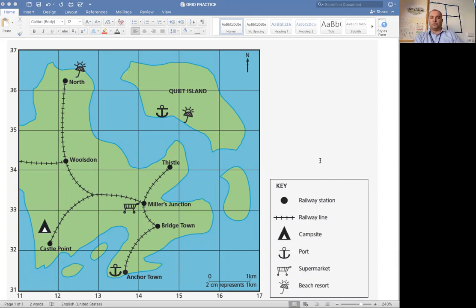Then number 2 and number 3, the 4-figure grid. That one we worked on earlier. They should by now be able to understand that they have to use the x-axis first with the y-axis to get the 4 numbers. Okay. The number 5 is the 6-figure one.